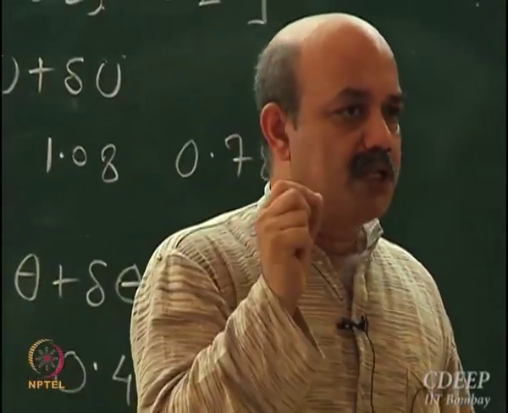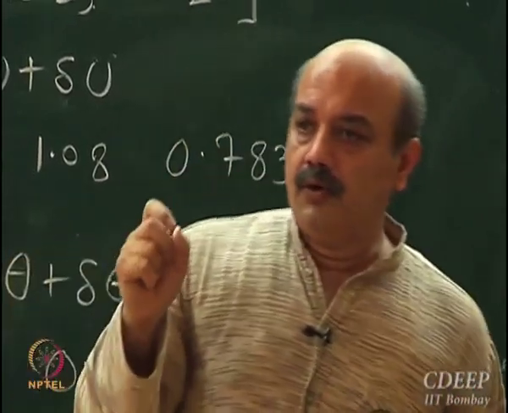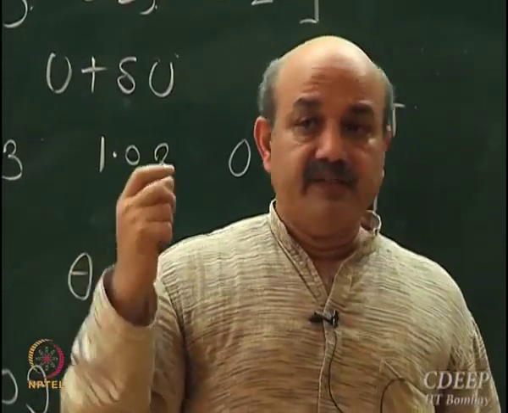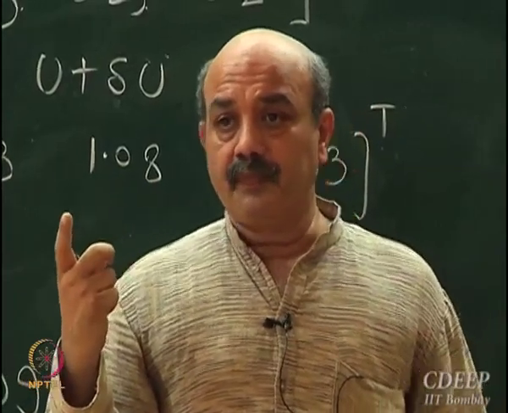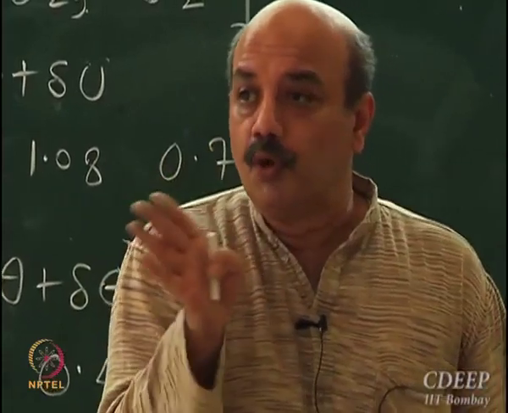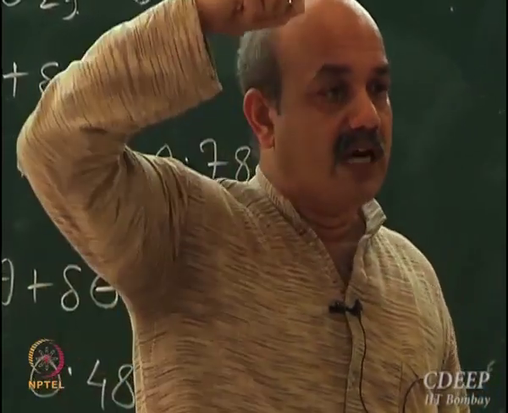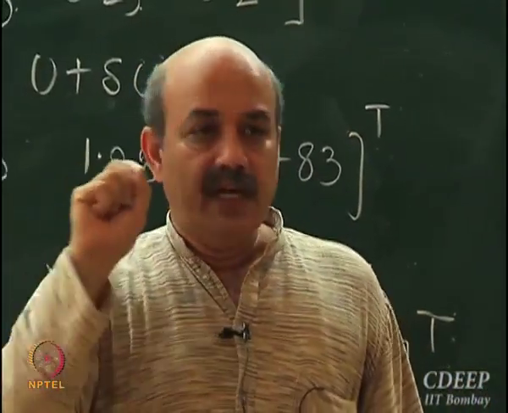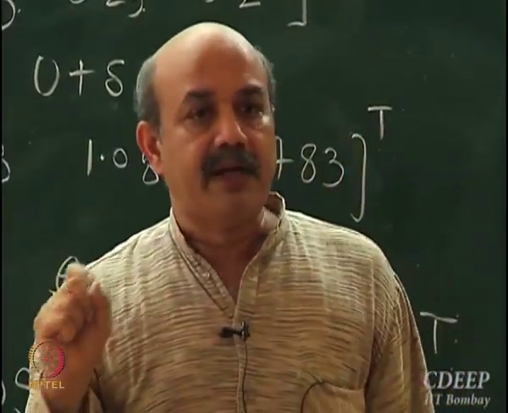If that ratio is small, then the matrix is well conditioned. If that ratio is large, individual eigenvalues may not be equal to 0. But if the ratio of the largest eigenvalue of A transpose A to the smallest eigenvalue of A transpose A is large, the matrix is ill-conditioned.